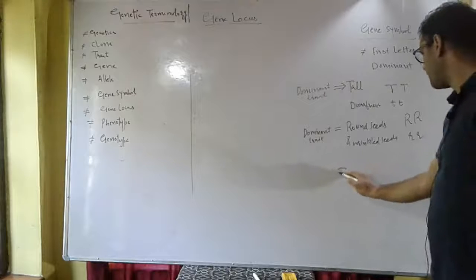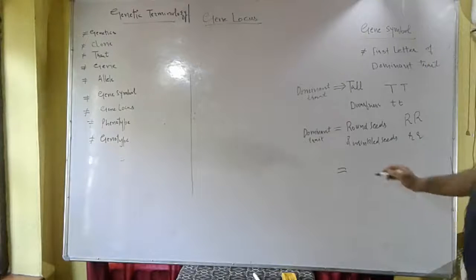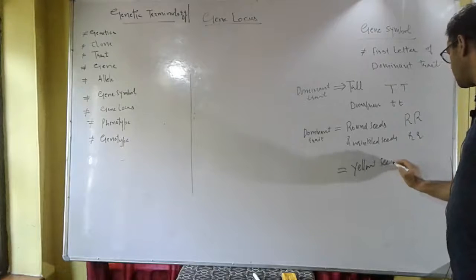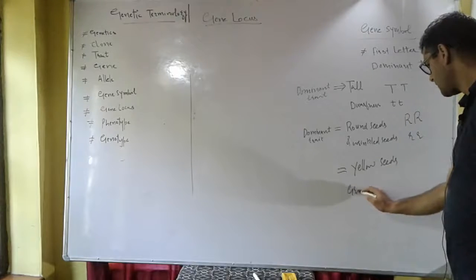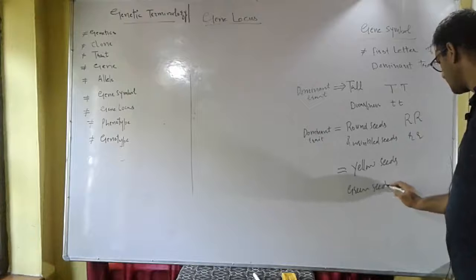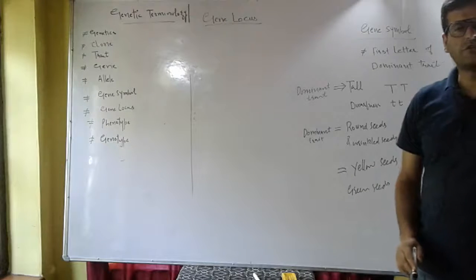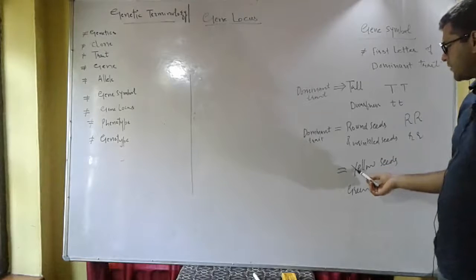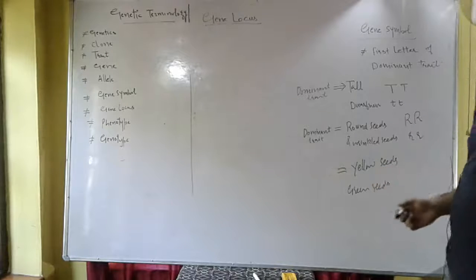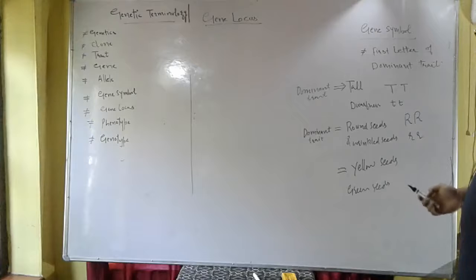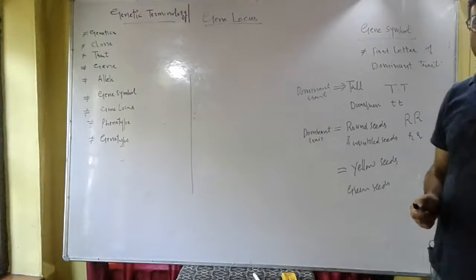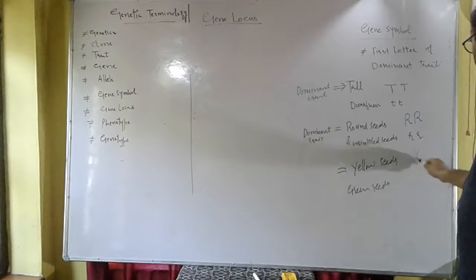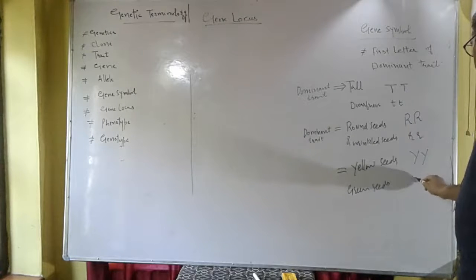Same is the case with yellow seeds and green seeds. Yellow is the dominant trait and green is the recessive trait. So we take the first letter of the dominant trait to represent the gene; conventionally it is used to designate the gene. So we have capital Y, small y.